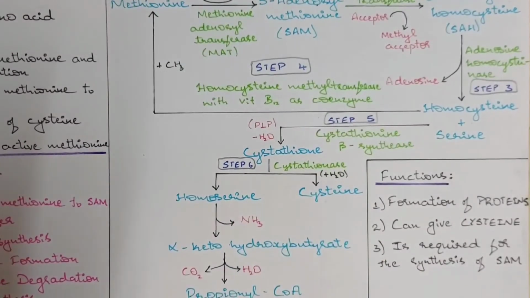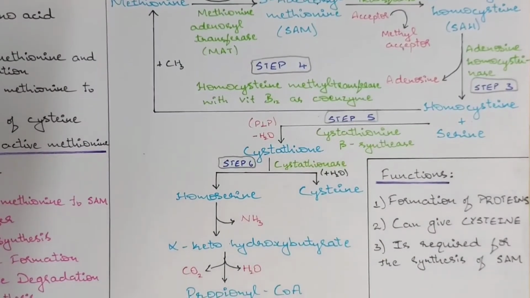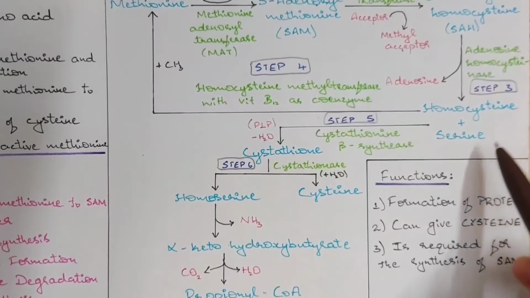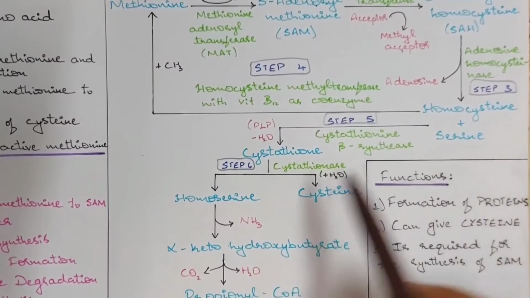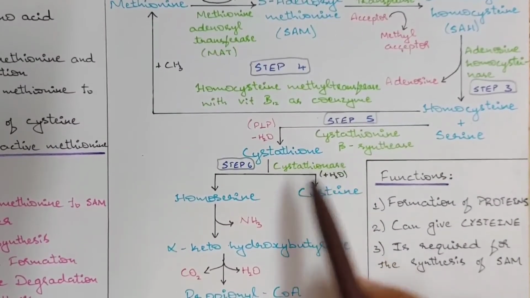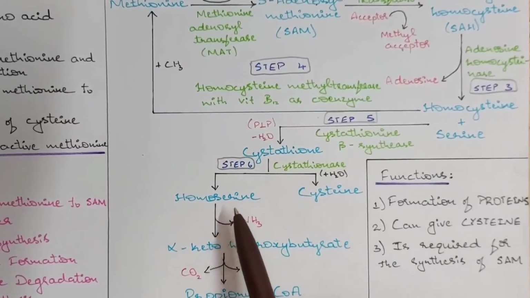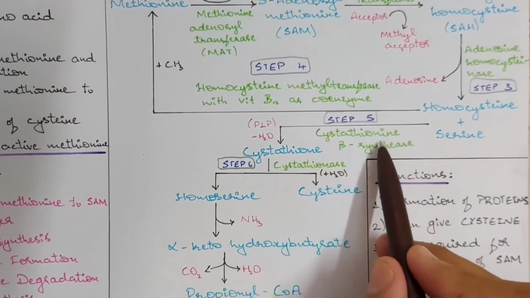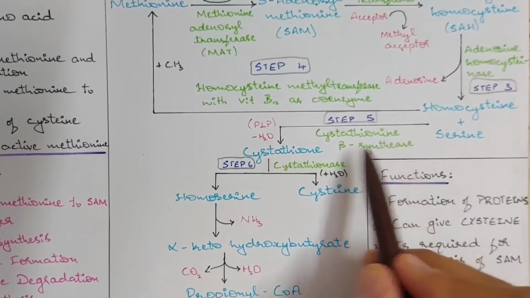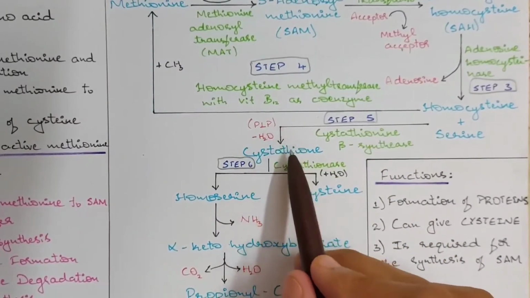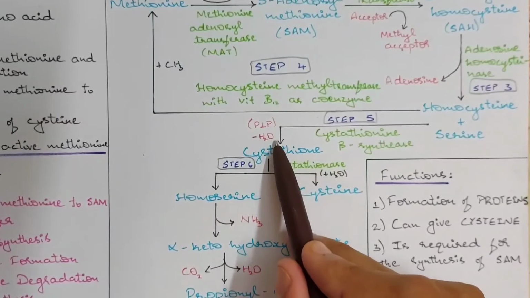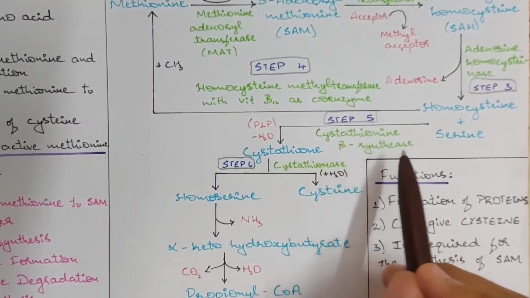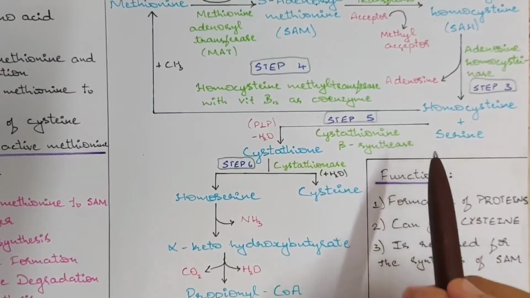Step 5 is the homocysteine degradation. Homocysteine can combine with serine to form cystathionine, which is then split into cysteine and homoserine. This requires the presence of cystathionine beta synthase with pyridoxal phosphate. Here, one water molecule is removed. The absence of cystathionine beta synthase leads to homocystinuria.